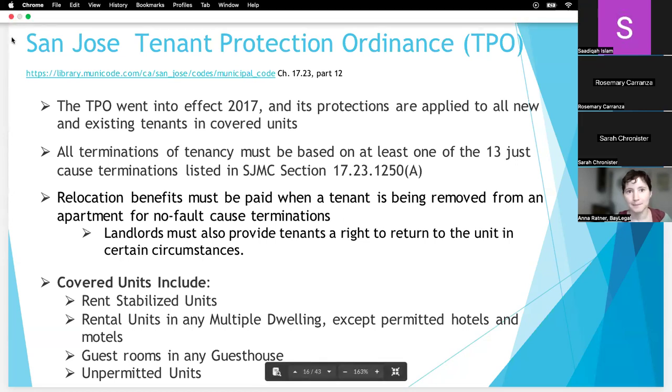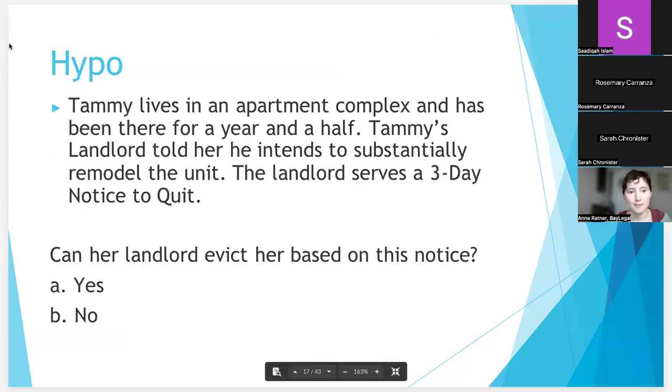Next slide. All right, quick hypo. Tammy, the tenant, lives in an apartment complex and has been there for 1.5 years. Her landlord told her he intends to substantially remodel the unit. Then he served her a 3-day notice to quit. Can the landlord evict her based on this notice?